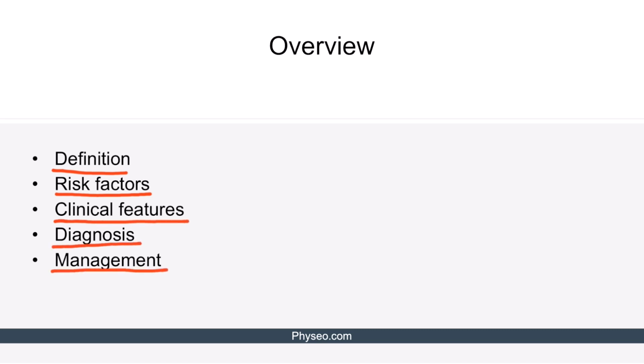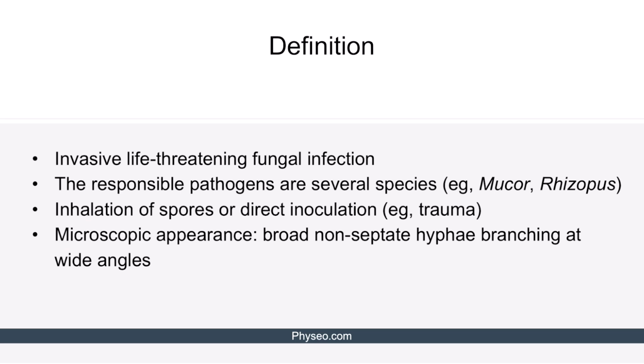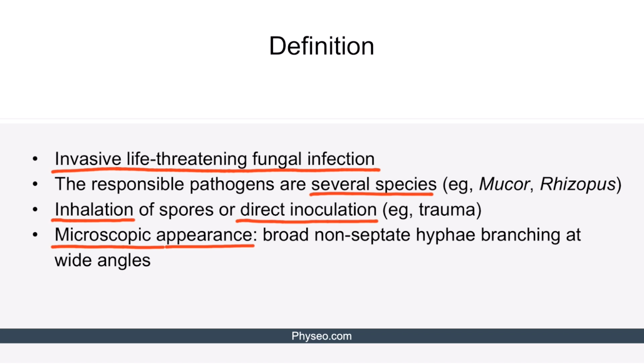Let's start with definition. Mucormycosis is an invasive, life-threatening fungal infection, and the responsible pathogens are actually several species, most commonly Mucor and Rhizopus, and transmission is via inhalation of spores or direct inoculation, for example, during trauma. And on microscopy, you'll see broad non-septate hyphae branching at wide angles. And we'll show you what this looks like in a little bit.